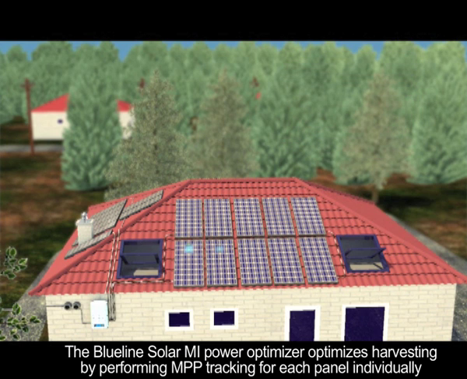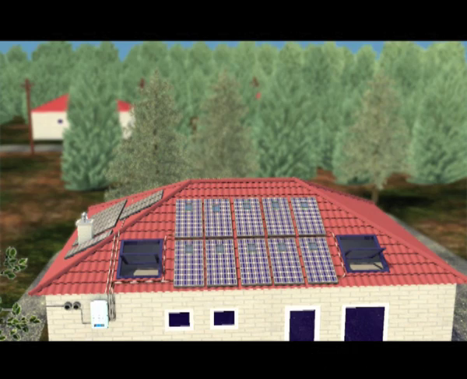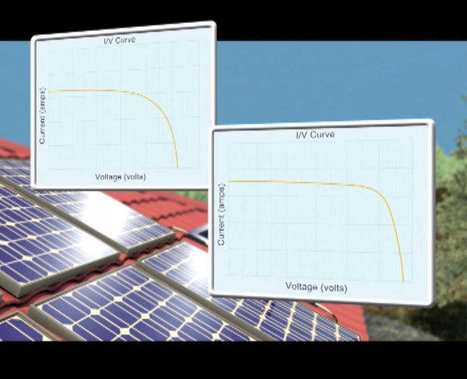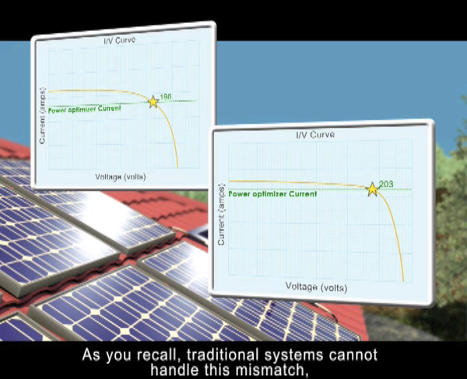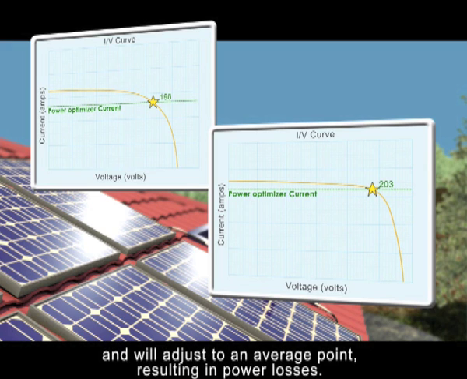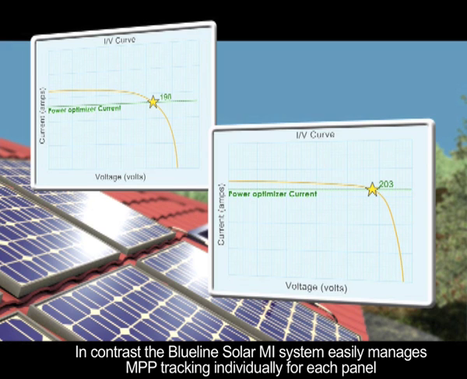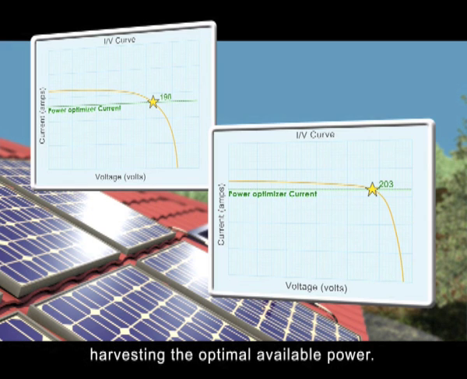The Blue Line Power Box optimizes power harvesting by performing MPP tracking of each panel individually, while keeping the string voltage fixed. Here we see the IV curves of 2 solar panels fitted with Blue Line solar power boxes. You can see that the MPP point is different for each panel. As you will recall, traditional systems cannot handle this mismatch and will adjust to an average point, resulting in power losses. In contrast, the Blue Line MI solar system easily manages MPP tracking individually for each panel, harvesting the optimum available power.